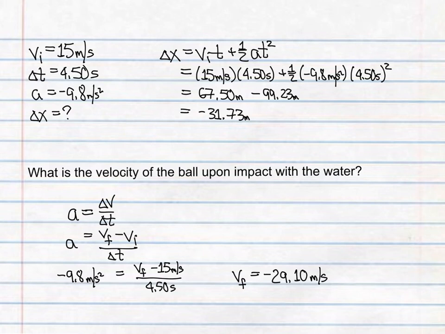So solving that out gives us a final velocity of negative 29.10 meters per second. Again, the negative sign just means the ball is going downwards when it hits the water.